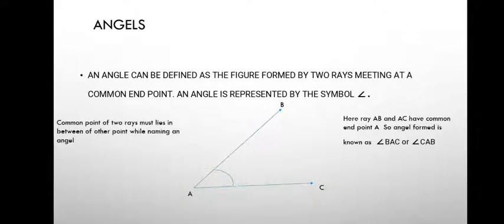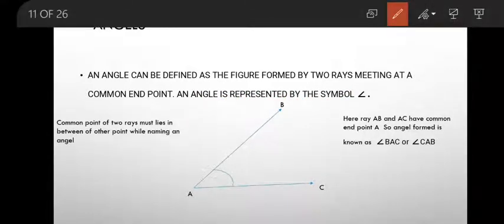Angles. What is an angle? An angle can be defined as the figure formed by two rays meeting at a common endpoint. An angle is represented by the symbol. As you all know, what is a ray? A ray has a fixed endpoint and one end is extended up to infinity.